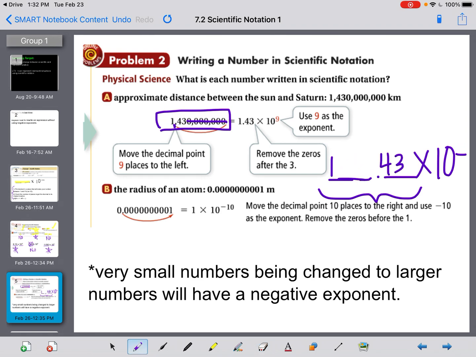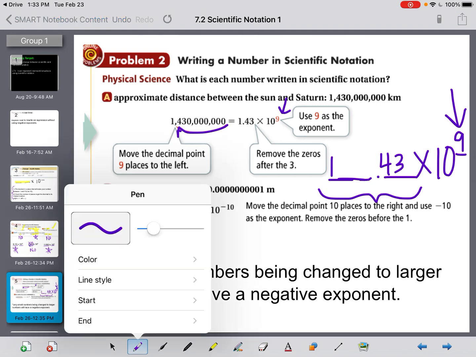1.43 times 10, and then our exponent tells us how many times we have to move our decimal place. Okay, and if I'm counting, I'm going to have to move my decimal place 1, 2, 3, 4, 5, 6, 7, 8, 9 places. Okay, now sometimes you're going to need a negative 9. If you start with a large number, like this number that we started with, that means I'm actually having to move my decimal place to the left to get it into scientific notation, so I'm going to have a positive exponent.